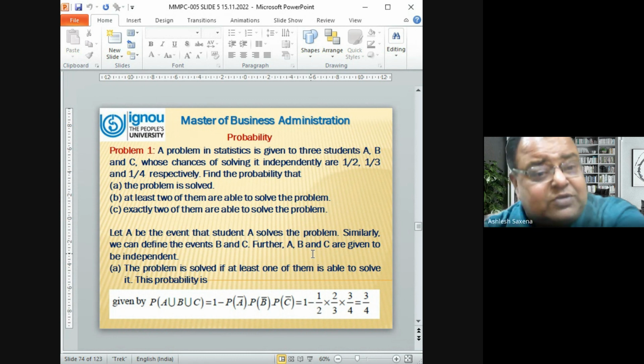Now, your first question is that the problem is solved. Your second question is that at least two of them are able to solve the problem. And the third one is that exactly two of them are able to solve the problem. See the difference. Don't get confused. The problem is solved. That means at least one of them has solved it.